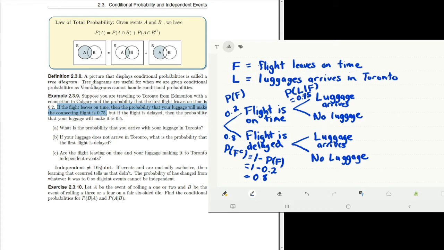And again, we can use the complement rule to determine the probability that your luggage doesn't arrive given that the flight is on time. So we know that the probability that the luggage arrives given that the flight is on time is 0.75. And so by the complement rule, this tells us that the probability that the luggage doesn't arrive is 1 minus 0.75, which is 0.25.